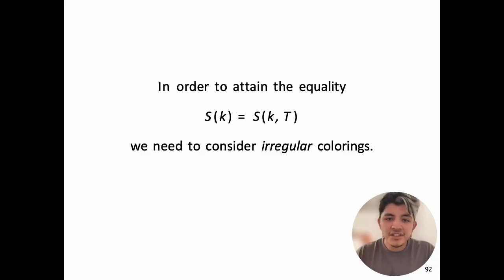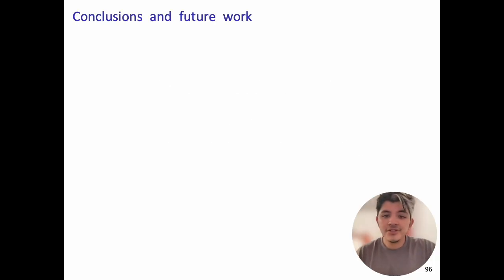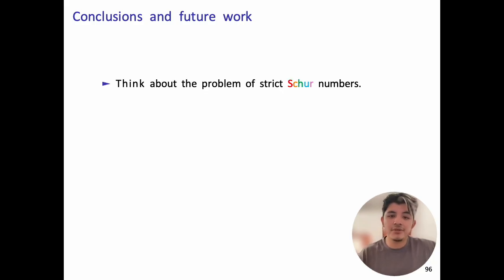In order to approach this problem, we implemented a computational heuristic algorithm, although discussing it in detail would require a separate talk. In this brief video, I merely wanted to present our initial results. So, as conclusions and future work, we have the following points. To think about the problem of strict Schur numbers, which are related to the same problem as Schur's theorem, but in that setting, the 3 numbers are required to be strictly different from each other, okay?